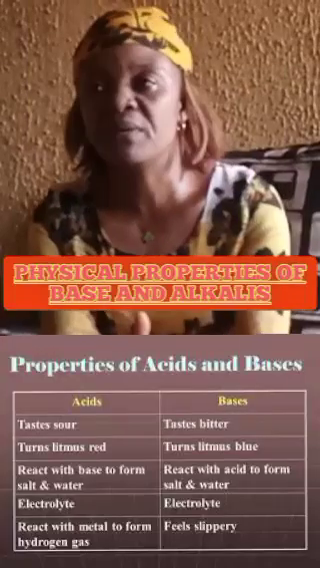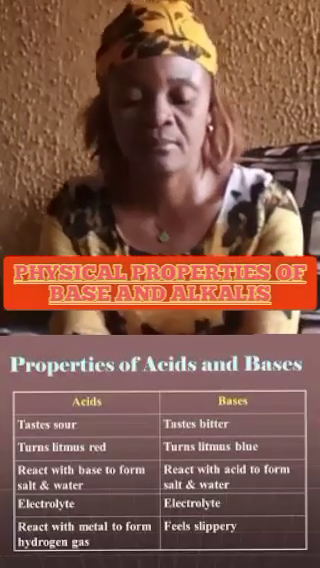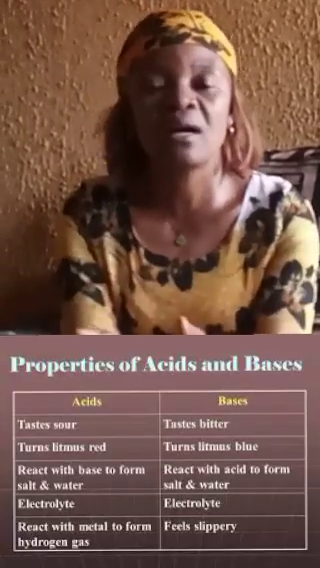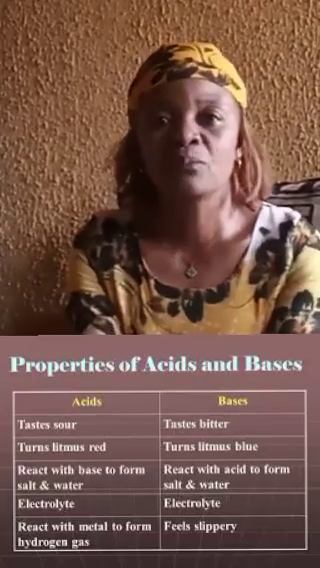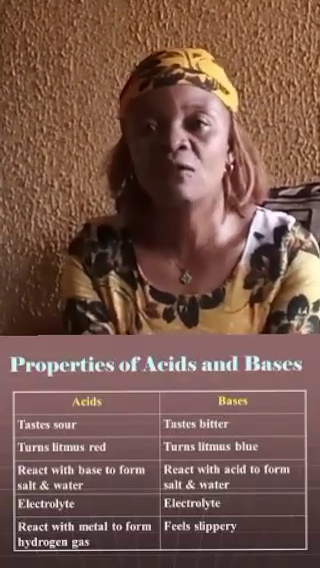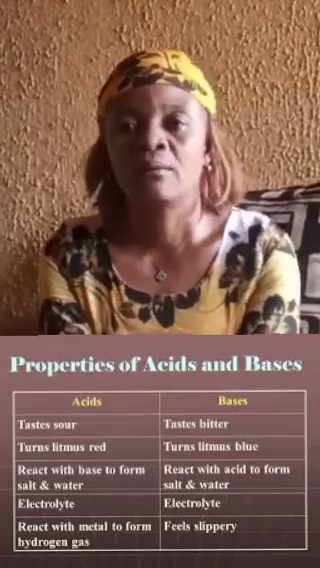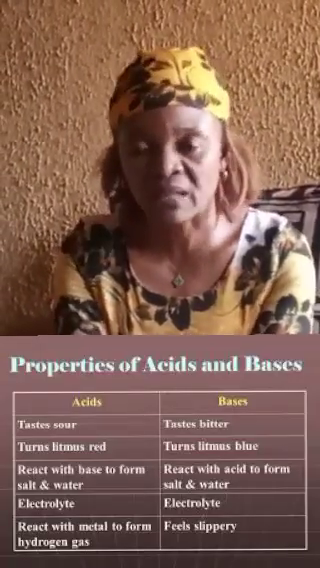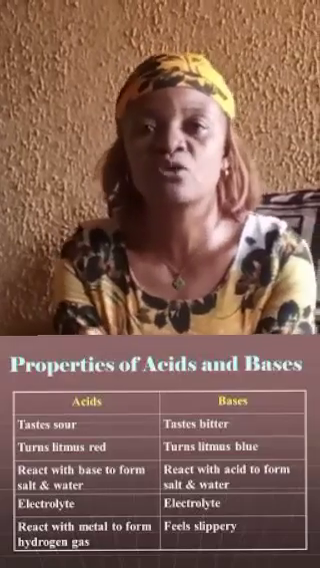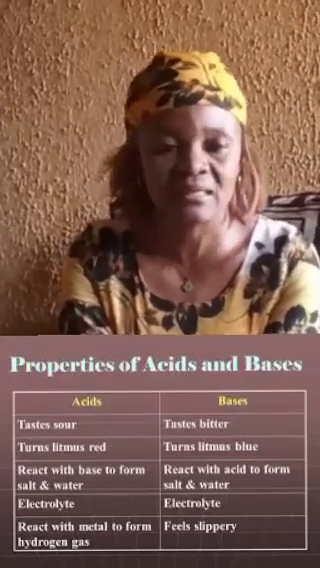Let's get started. We are going to look at a topic from a general topic we discussed before now, bases. We are going to look at this topic, physical properties of bases and alkalis. Now, when we talk about physical properties, it simply means what is overt, what you can see about a particular substance. So we are going to look at the physical properties of bases and alkalis.